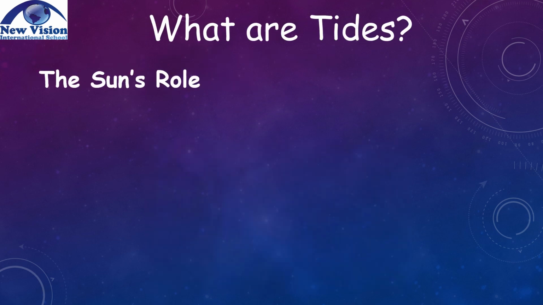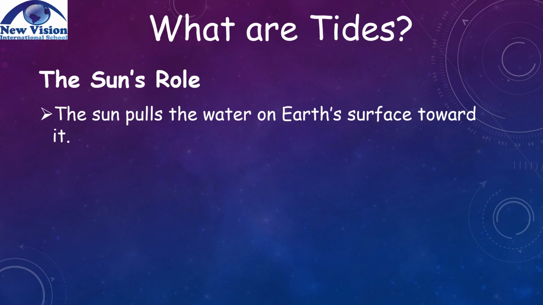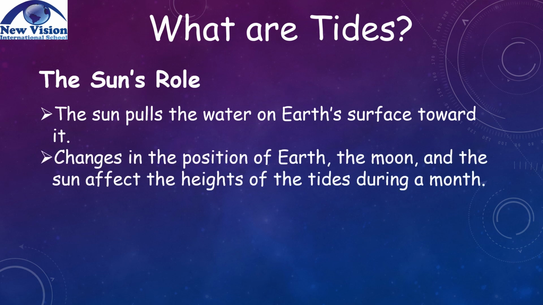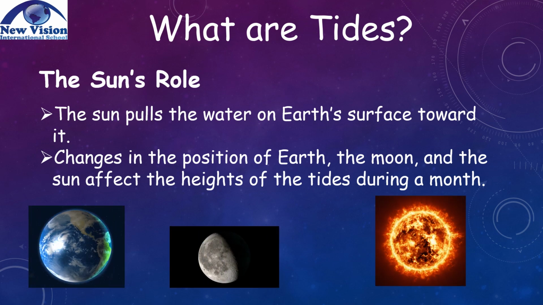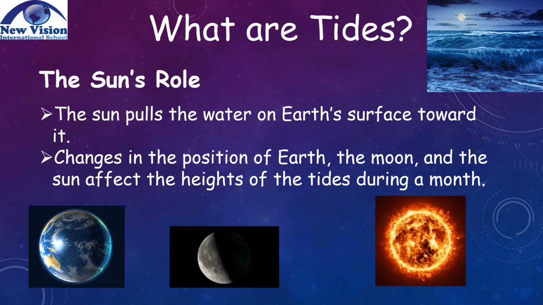The sun's role. Even though the sun is about 150 million kilometers from Earth, it is so massive that its gravity affects the tides. The sun pulls the water on Earth's surface toward it. Changes in the positions of Earth, the moon, and the sun affect the height of the tides during a month.